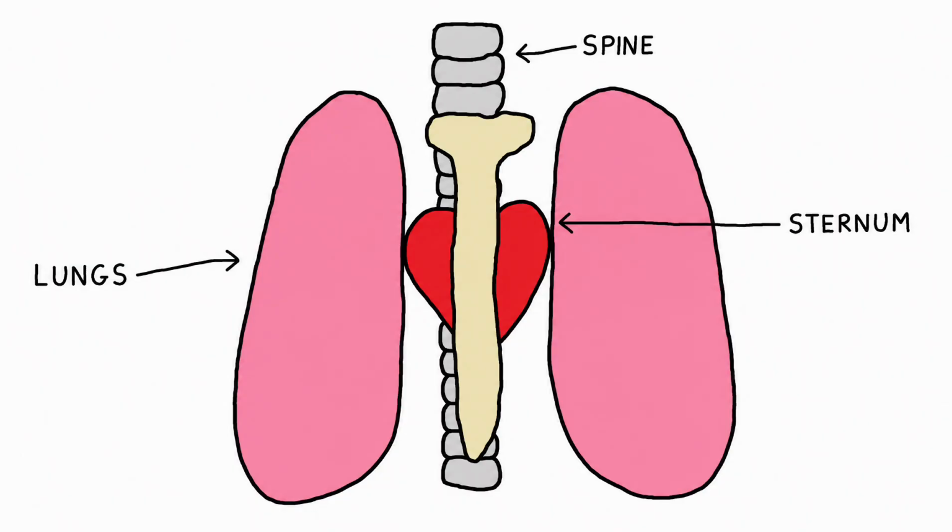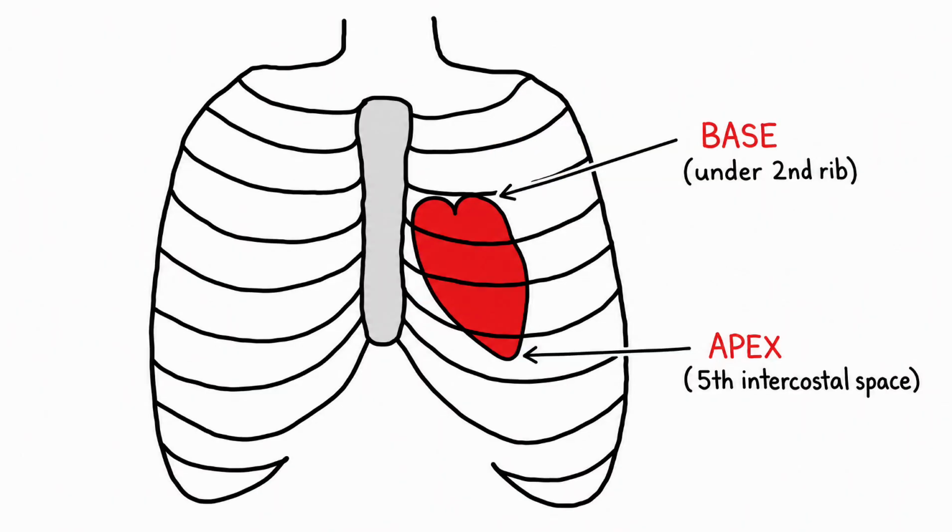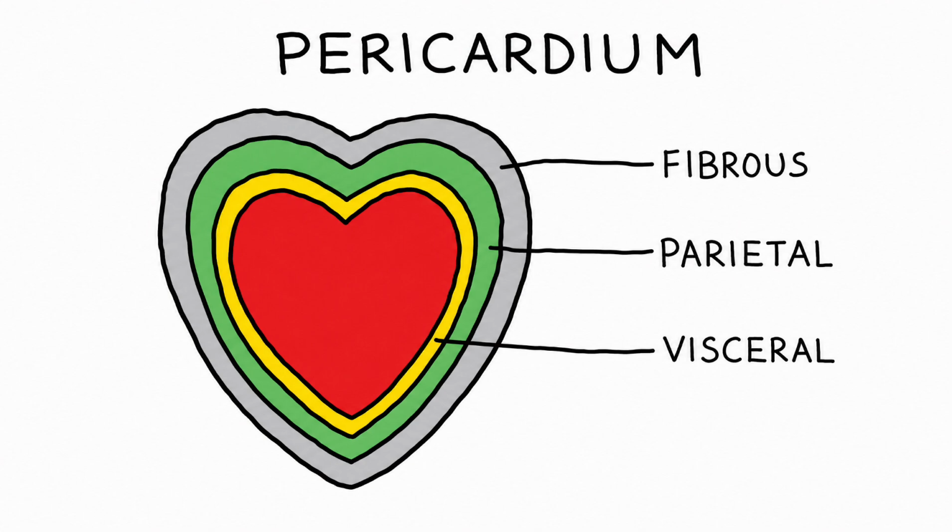At the base, the heart is going to lie beneath the second rib. Sorry, and the apex is down here. The base of the heart is right here. So the base is going to lie beneath the second rib, whereas the apex is going to lie at the fifth intercostal space.